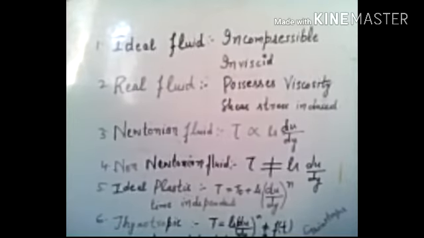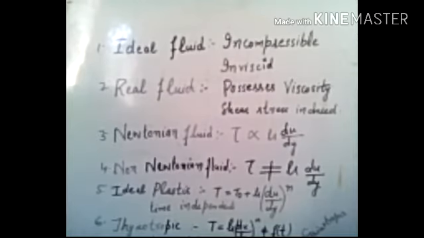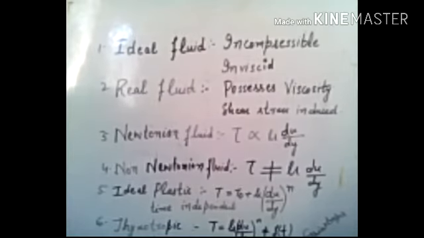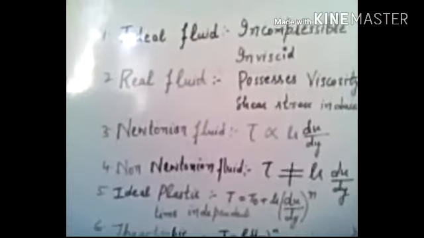This is a fluid in which, after reaching a yield value of the shear stress, the fluid begins to flow. The fluid flows such that the relationship between the shear stress and the velocity gradient is not linear. Sorry, in case of ideal plastic, the relation is linear, but here the relation is not linear.